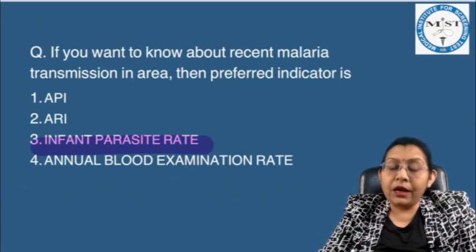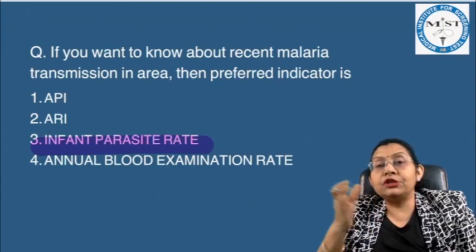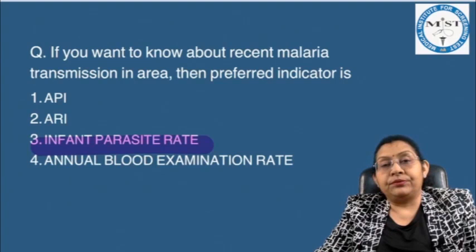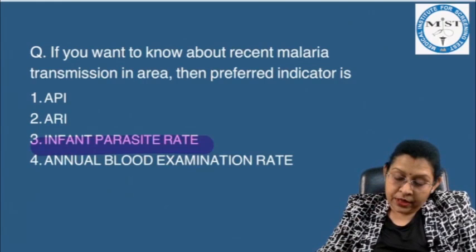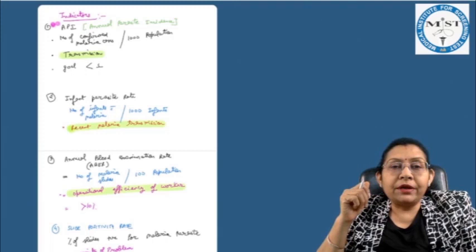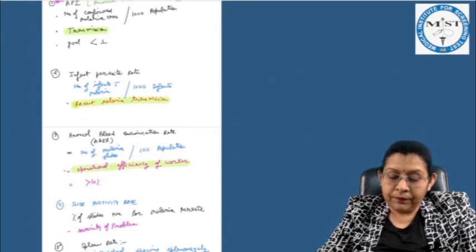Now ARI, annual rate of infection, is an indicator of tuberculosis, and it is actually the tuberculin conversion index. Infant parasite rate, yes, it is an indicator of recent malaria transmission. And annual blood examination rate gives us an idea about the operational efficiency of a worker. So these are the various indicators related to the malaria program, which we are discussing in detail: API, infant parasite rate, annual blood examination rate, slide positivity rate, and spleen rate.